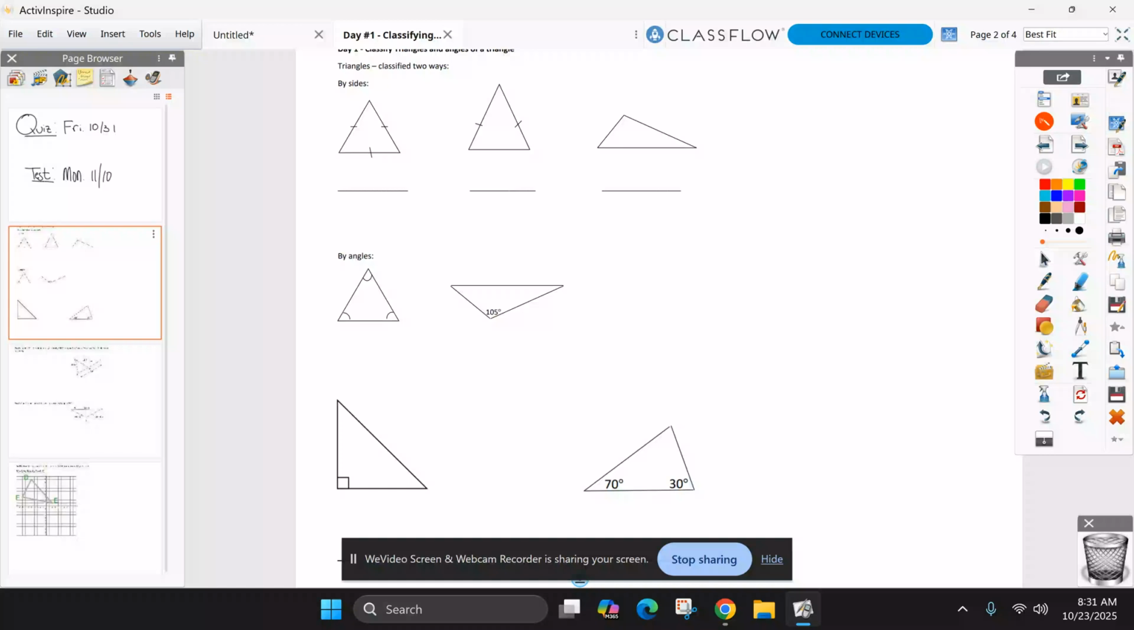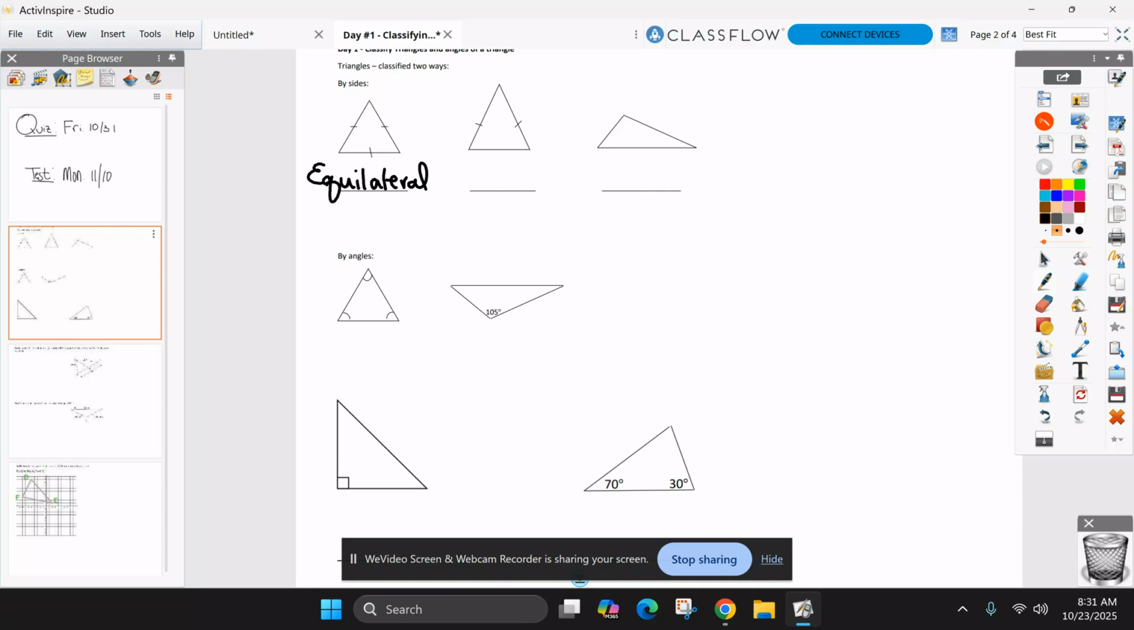All right, yep, Connor? Equilateral, there you go. There's our first one. So if all three sides are the same length, we say it's equilateral. And you guys can see the hash marks there, which a reminder means that they're all the same length.